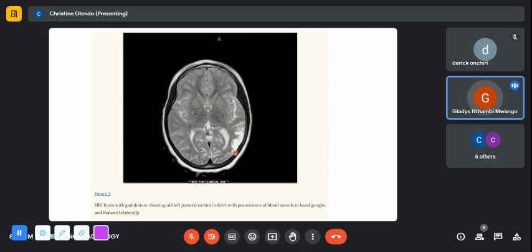What is the blood supply to the basal ganglia and thalami? It's the perforators. So those are dilated perforators. The prominent perforators. Why are they prominent? Why are they enlarged? What is the pathophysiology? Did you do the pathophysiology of moyamoya?